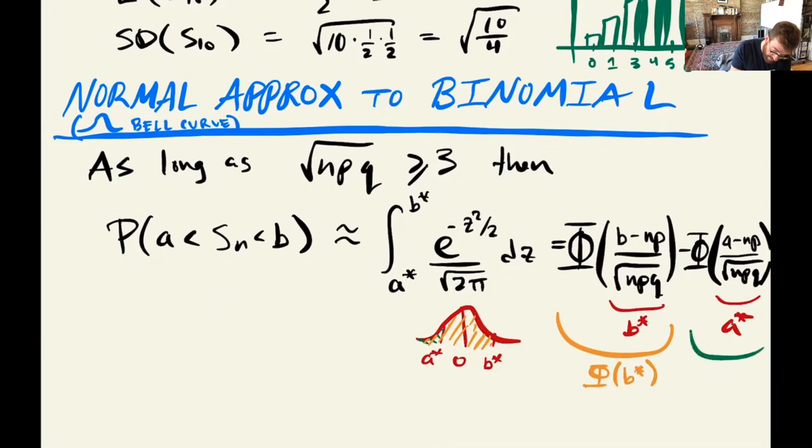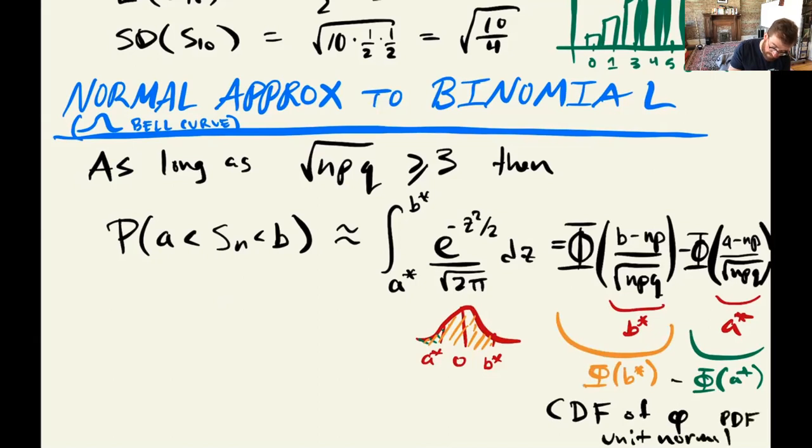And this right here is then phi of A star. This is sometimes called the CDF, or the cumulative distribution function of phi, our unit normal PDF.